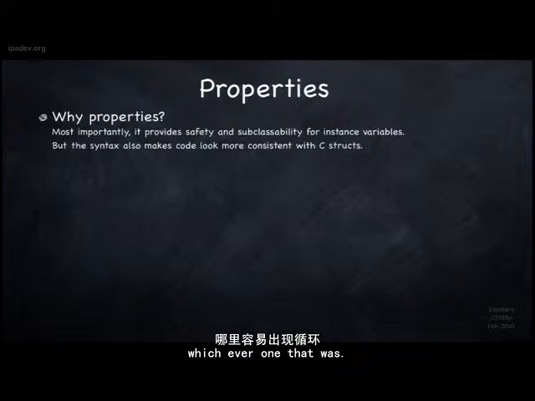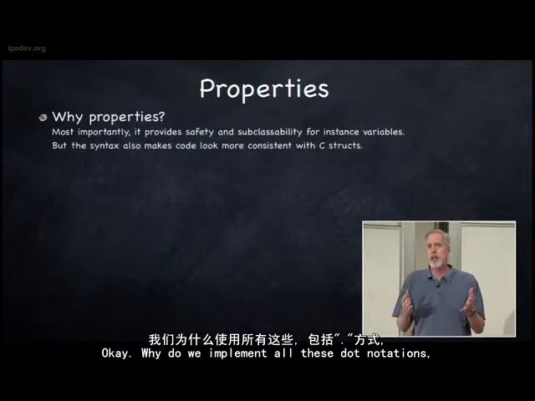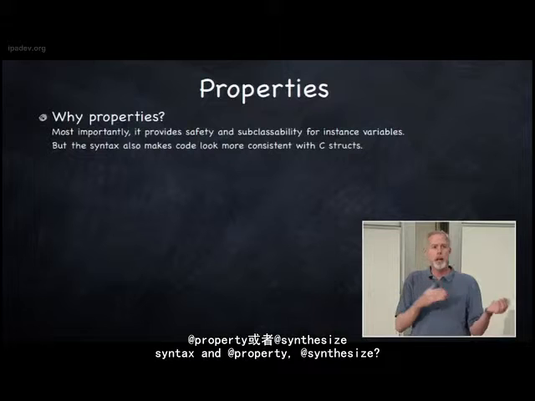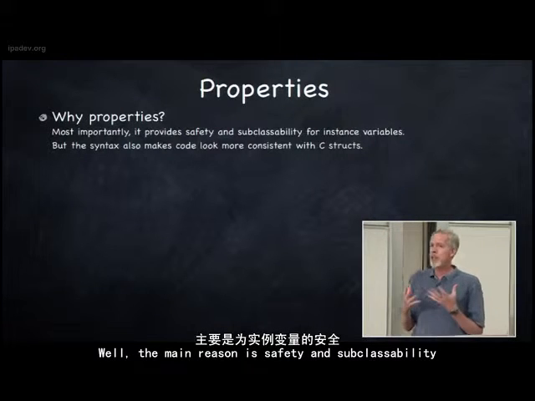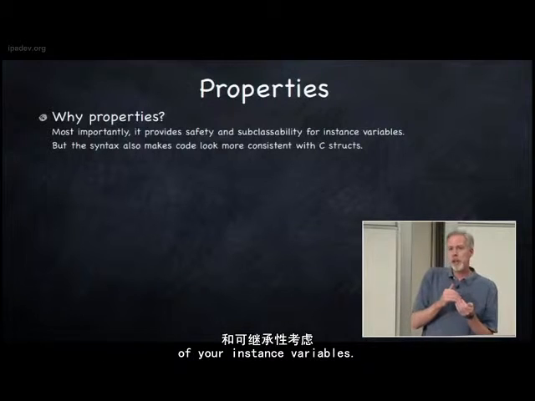Or the getter, whichever one that was. All right, so why do we do this property thing? Why do we implement all this dot notation syntax, and assign, synthesize? Well, the main reason is safety and subclassability of your instance variables.